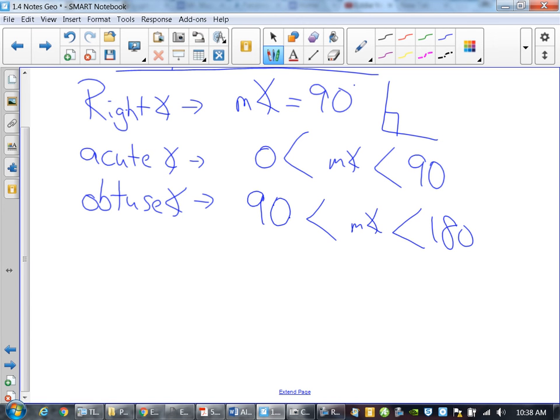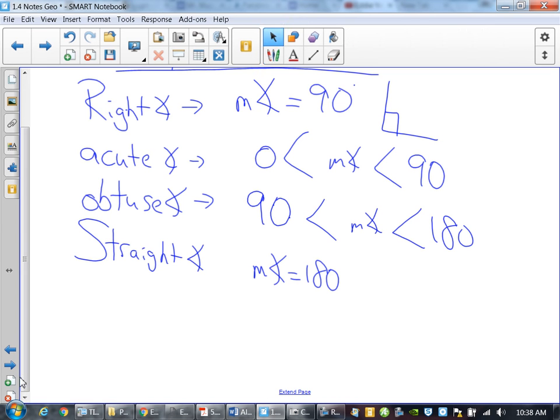And then the last angle measure is what? Do you remember? What's the one we're missing? Straight, very good. The straight angle. What do you think a straight angle is going to measure? 180. Okay. So you have the 4 different types of angles. You got acute, obtuse, right, and straight.